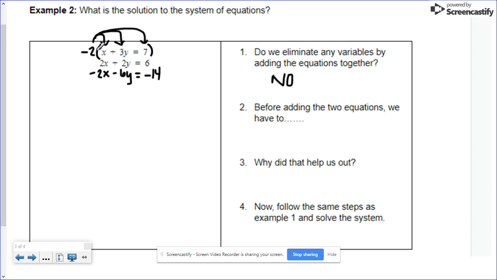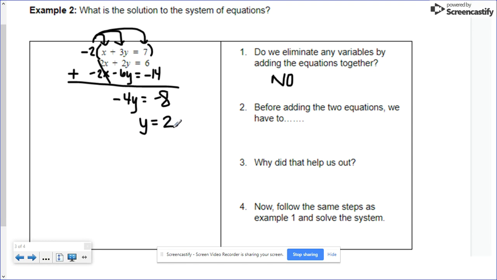Okay, so now I'm no longer looking at this top equation. It's gone because I rewrote it. And now the x's cancel out. So these two cancel out, and I'm going to add everything else up. 2 plus negative 6 is negative 4y. And 6 minus 14 is negative 8. So when I solve for y, I get 2.